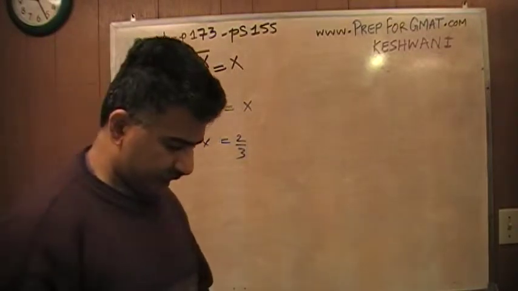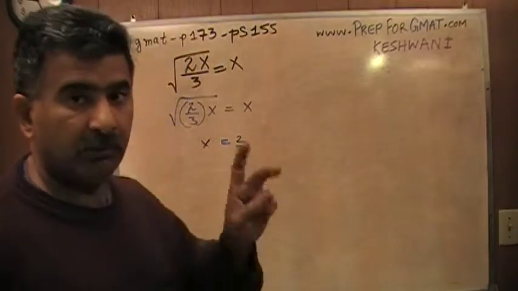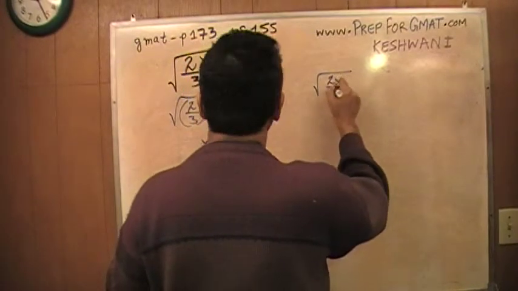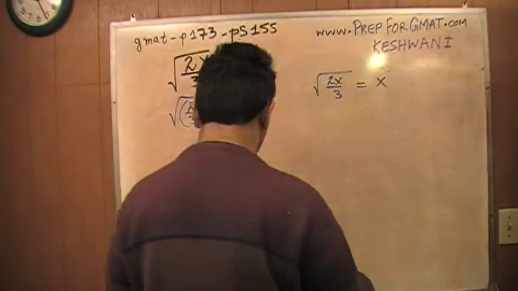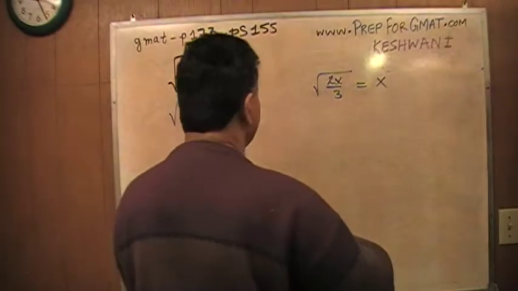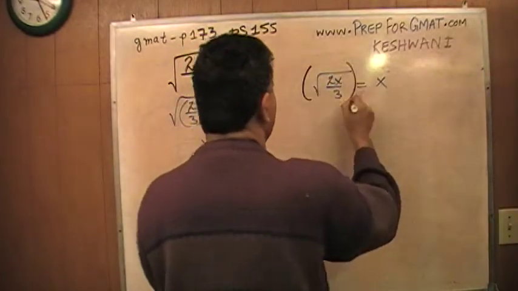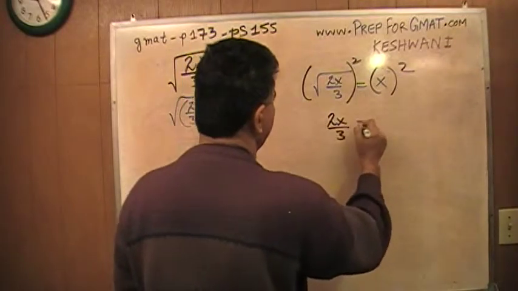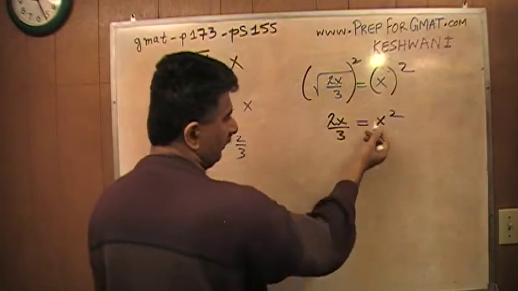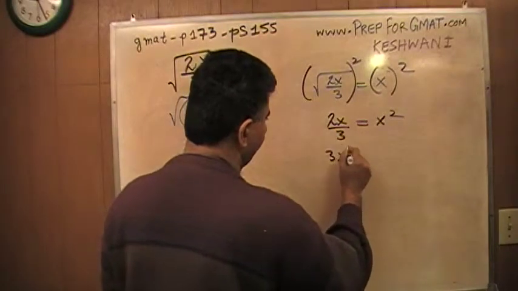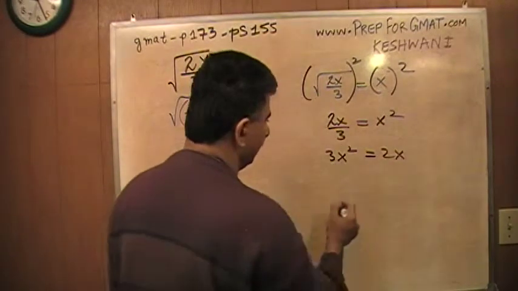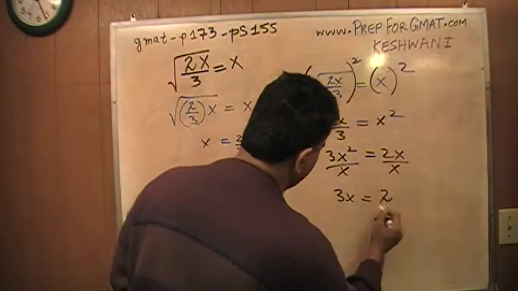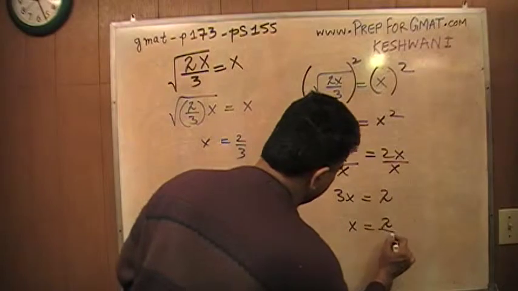That's all it is. Now I'm going to solve the problem in a proper way if you like. So here we go. 2x over 3 equals x. You take the square of both sides. You end up with 2x over 3 equals x squared. Cross multiply, you end up with 3x squared equals 2x. Divide both sides by x, and you end up with 3x equals 2. And that gives you x equals 2/3.